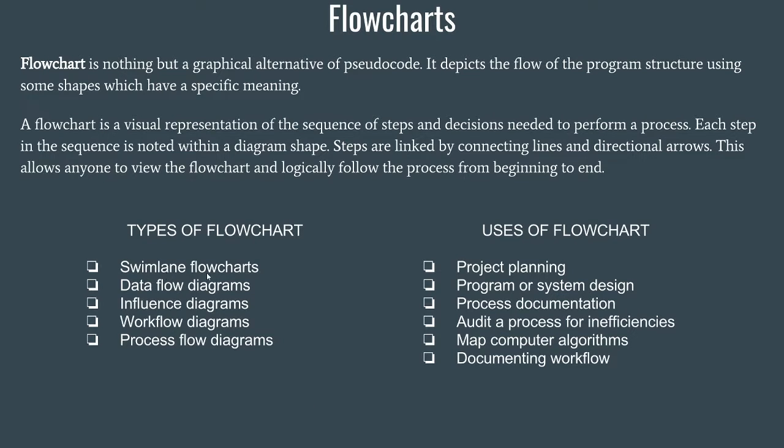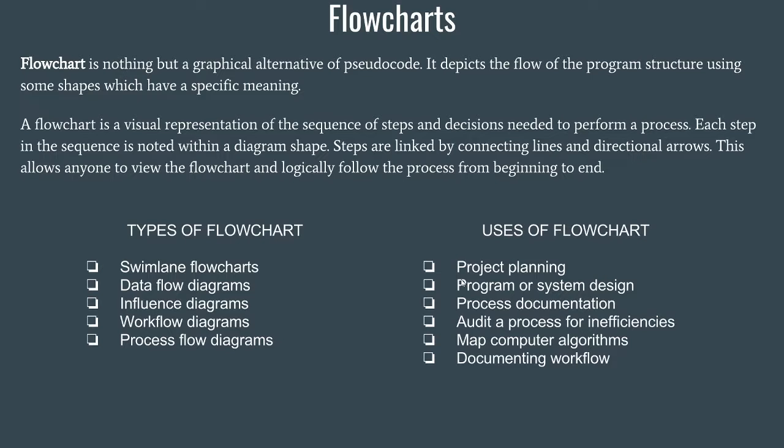So the first one is swim lane flowchart. Second is data flow diagrams. Third is influence diagram. Fourth is workflow. And fifth is process flow diagrams. These are some of the major types of flowchart. Now, data flow diagrams, you'll be using a lot when you are making some project, and process flow diagrams as well. In data flow diagrams, you actually depict how your data is flowing from one part of your project or program or code, whatever, to another part. And data flow diagrams or DFDs are a very essential tool that you'll use in later parts of your course.